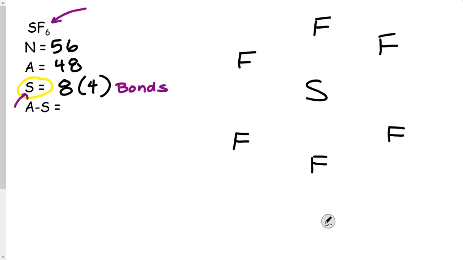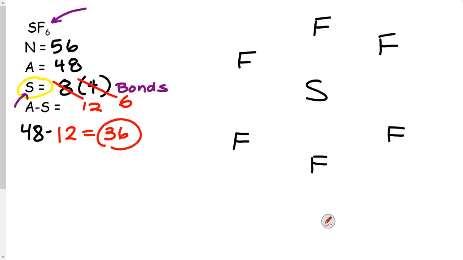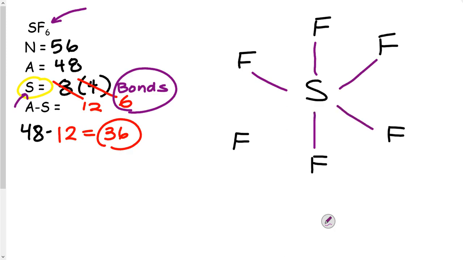Now we're going to do the same thing that we did on the other problem. If I need 6 bonds, I'm going to adjust this 4 to become a 6. By doing this, the 8 needs to be a 12. When I go to subtract, the original A value of 48 is fine. I'm going to subtract my adjusted value of 12 to give me 36 lone electrons. So now I have 6 bonds. 1, 2, 3, 4, 5, 6.